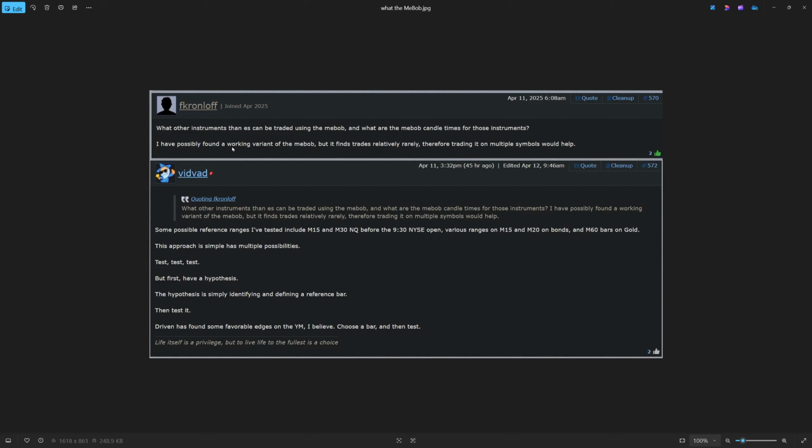So up here, I have possibly found a working variant of the Mebob. Whatever that is, that's your hypothesis. Now you have to test it. One thing Cromwell says is it trades rarely, so maybe trade it on multiple symbols. At the same time, if it trades rarely but has a decent enough edge, that might be all you need. What is rarely? I don't know what rarely means. Once a week or once a month, big difference. If you found something that has a 90% win rate and trades 3 times a week, you got a winner.